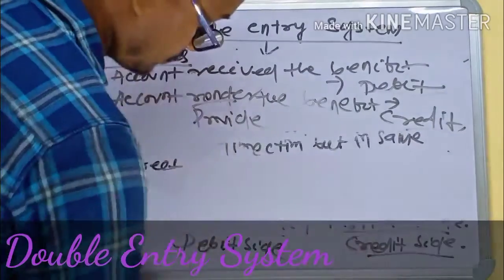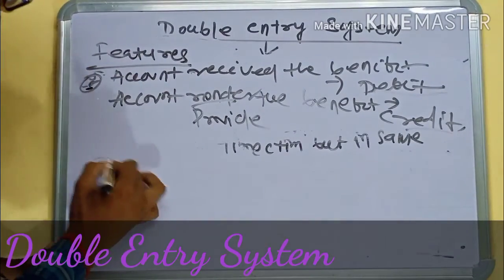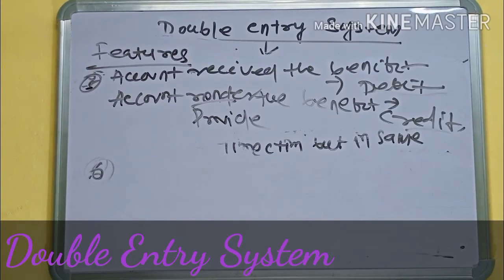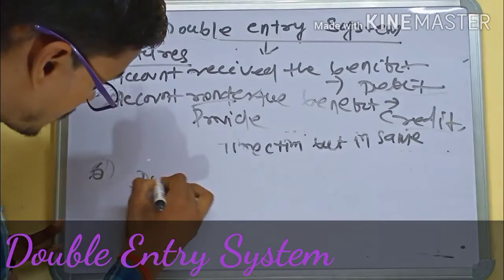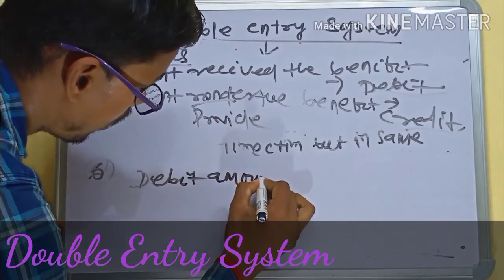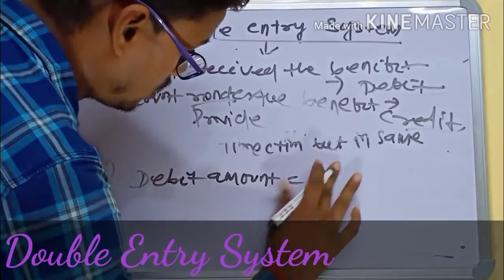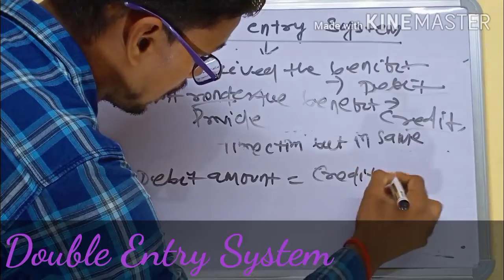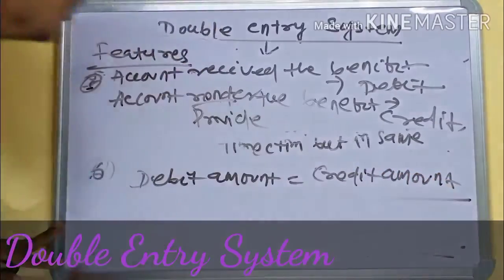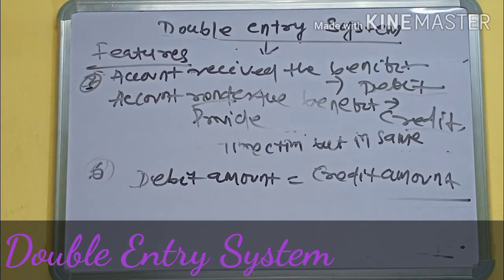And last is, for each transaction, the debit amount is equal to the credit amount. Each transaction affects two accounts, or is recorded in two accounts. One is debit and another is credit side. And the debit and credit amount must be equal in a double entry system.